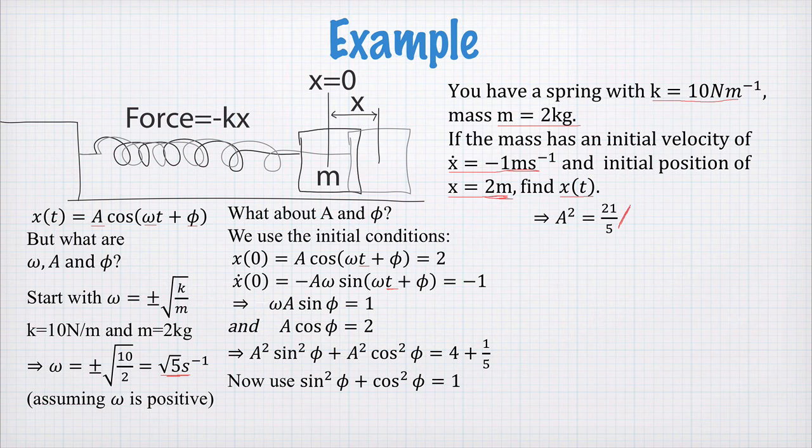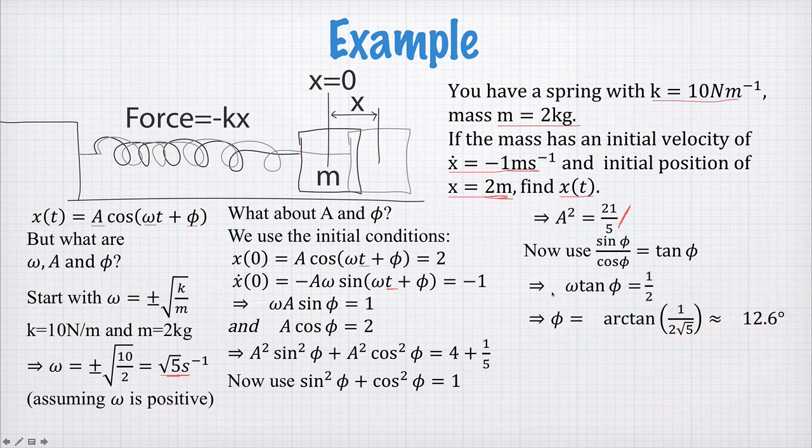So what about phi? How do we find that? Well, we can take these two equations here and divide one by the other. We get sine phi divided by cos phi, we get a tan phi, like this here. And so doing this, we find that omega tan phi must be equal to 1/2, dividing these two equations by each other. Rearranging and using the value we know for omega, we find that phi must be equal to the inverse tan, arctan, of 1/2 root 5, or about 12.6 degrees.